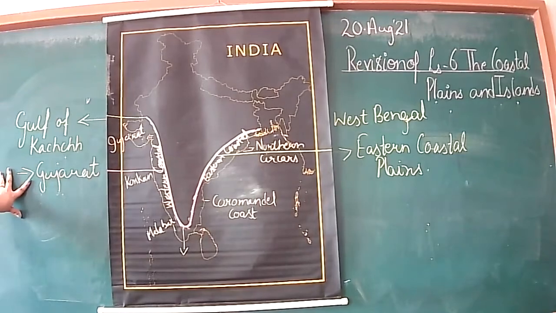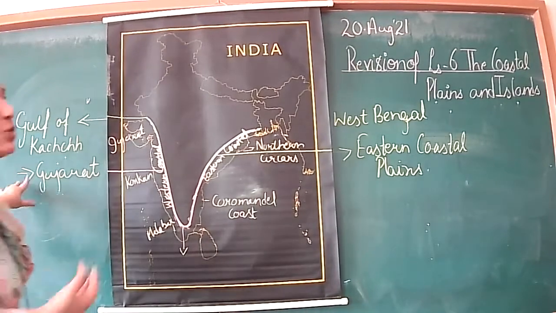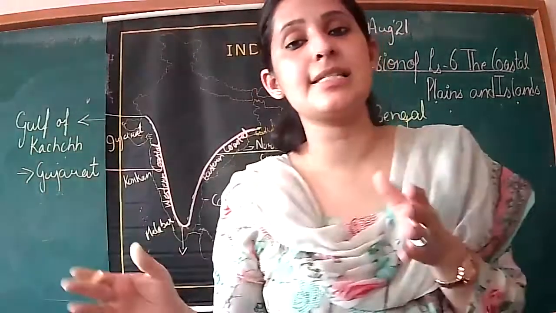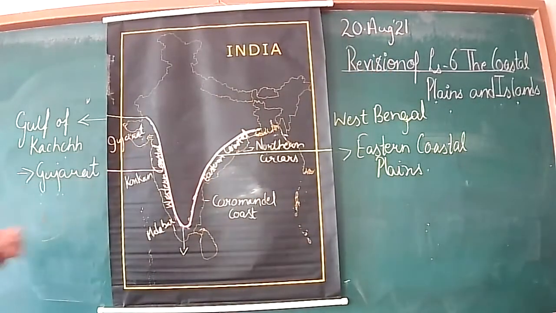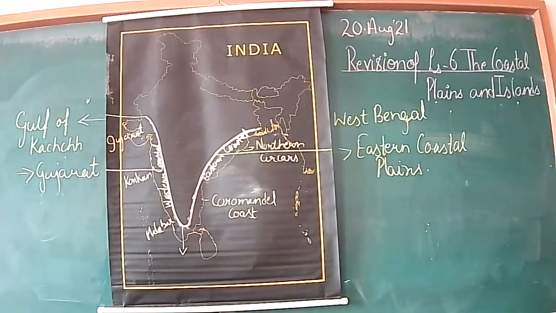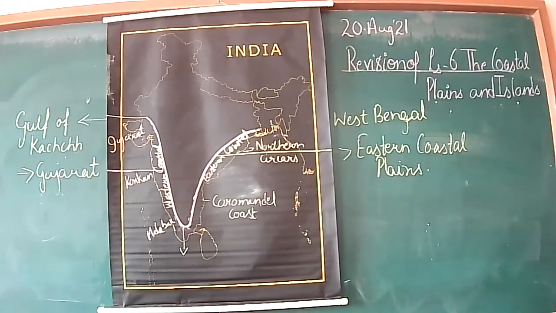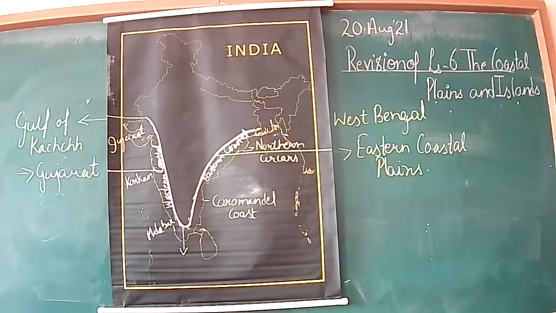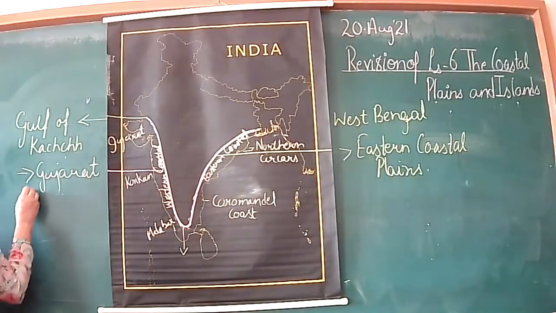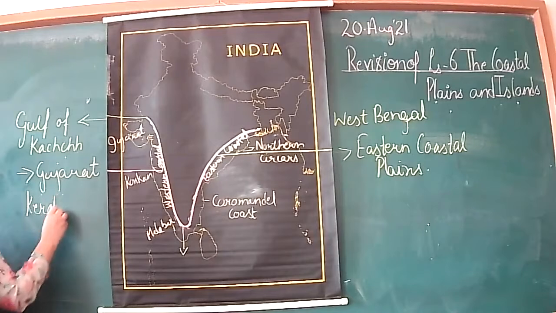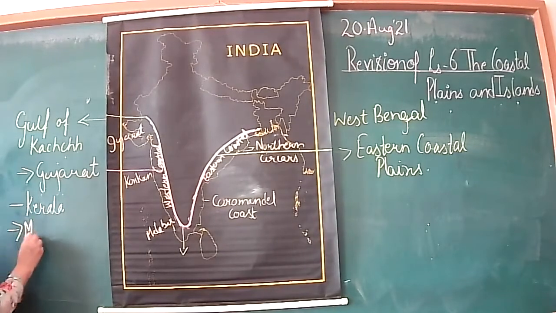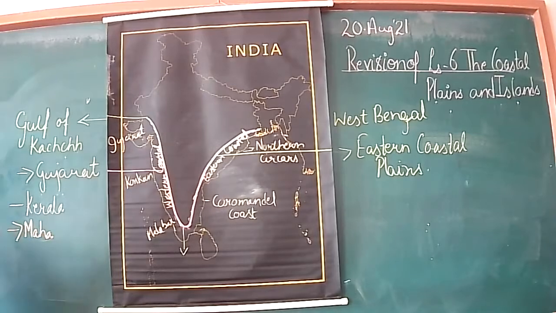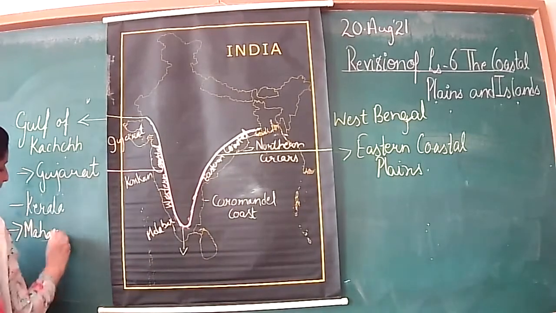So now I'll talk to you about the states which come under the western and the eastern coastal plains. The first state in the western coastal plain is Gujarat. Second, we have Kerala. Third, we have Maharashtra.